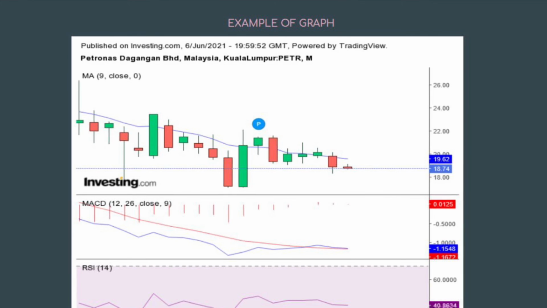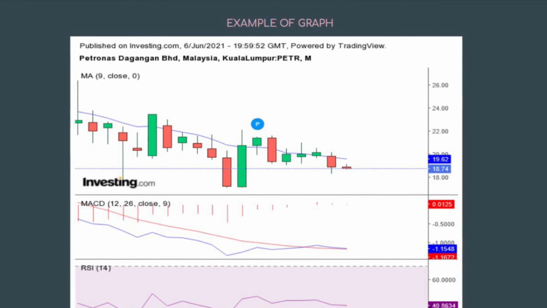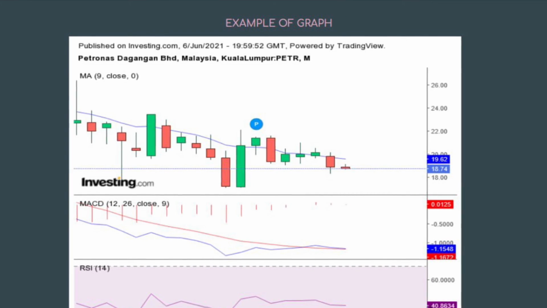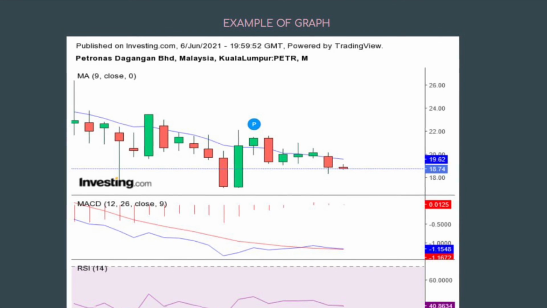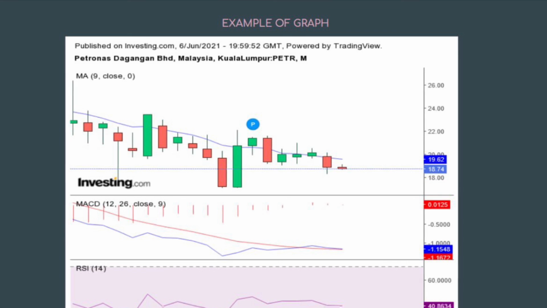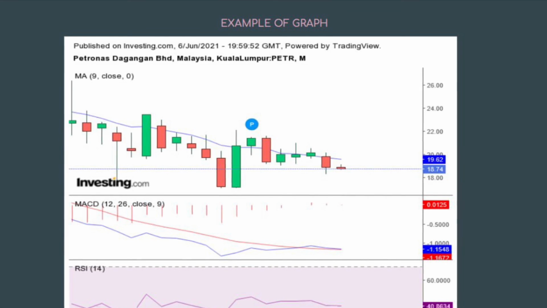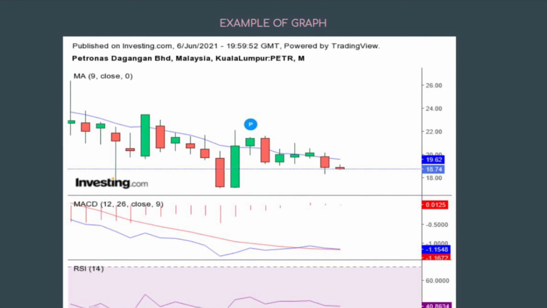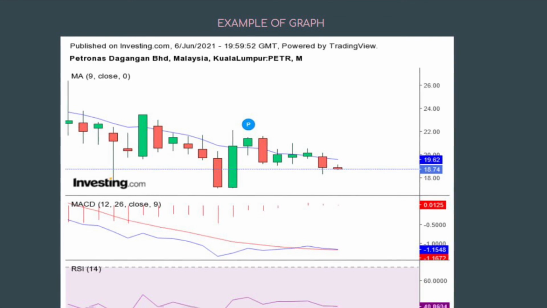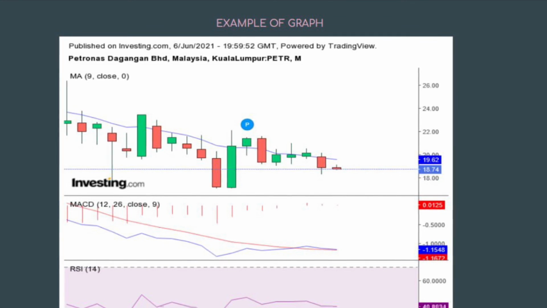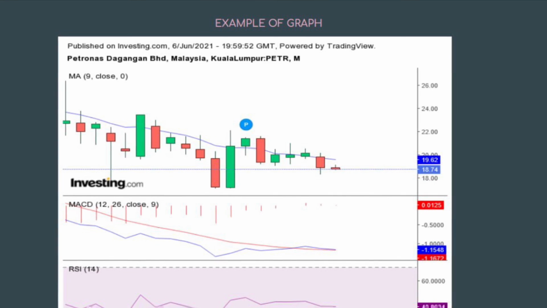The second one is MACD. In the graph, it shows that there are two colors of lines. The red color is called the signal line. The blue color is called the MACD line. So, if the MACD is above the signal line, that means the security will be sold. But if the MACD line is below the signal line, then it means the security will be shorted.